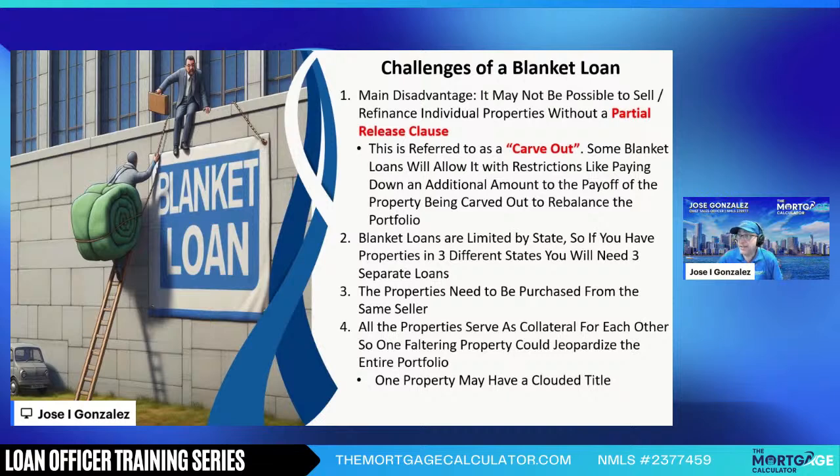And last but not least, I did touch on this. All the properties serve as collateral for each other, right? They're all in it together. So if you have one faltering property, that could jeopardize the entire portfolio. So if one property has a cloud on the title, guess what? The whole portfolio has a cloud on the title. And the only way that you're going to be able to close on that loan is to either resolve the cloud on the title or remove that property from the transaction.